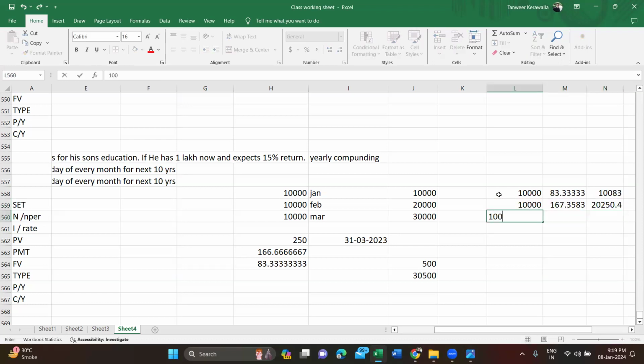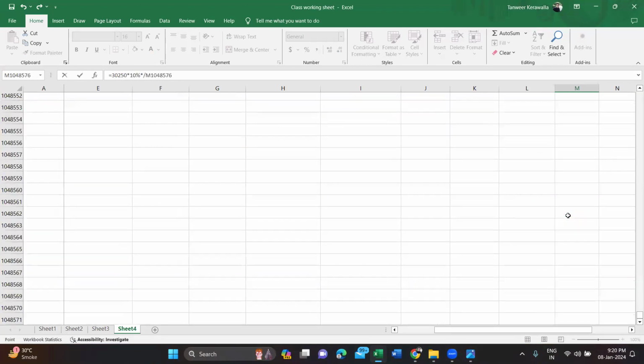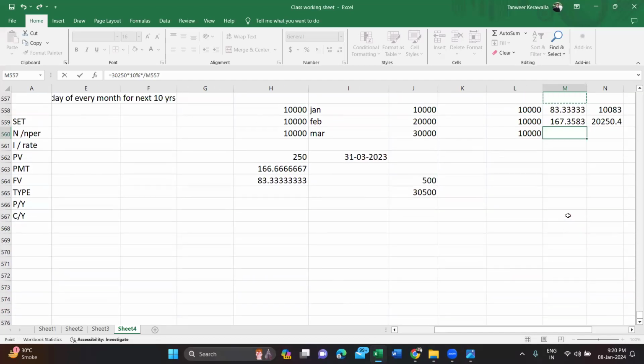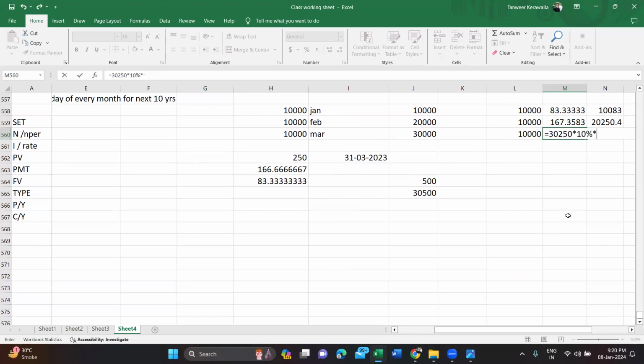Then again you invest 10,000, right? So interest will be on this plus this, on 30,250. So 30,250 into 10% into 1 divided by 12, so 252 again will be added. This plus this becomes 30,502 at the end of March.